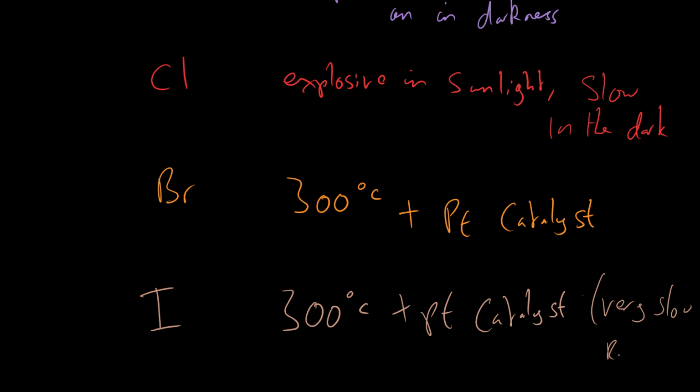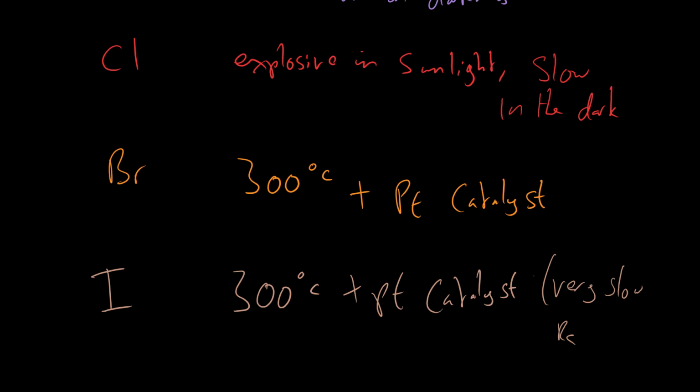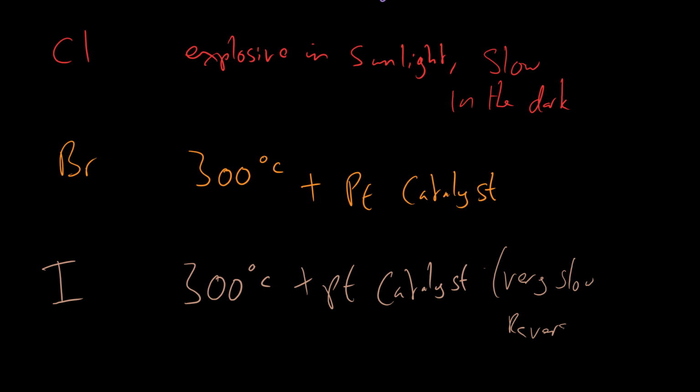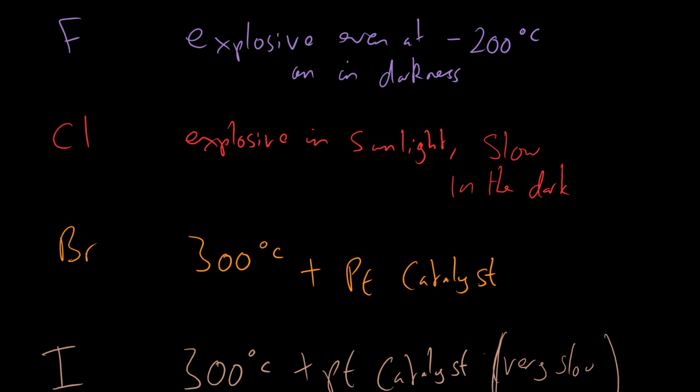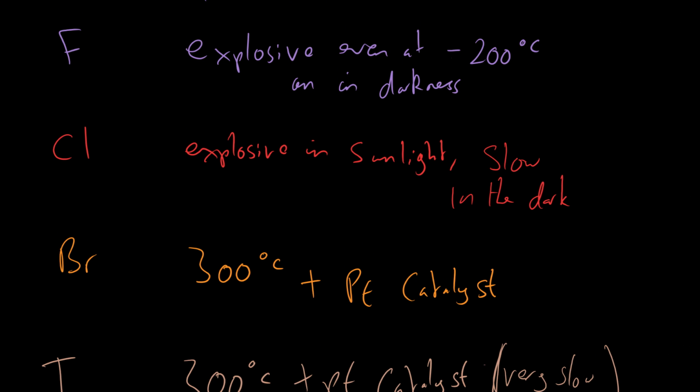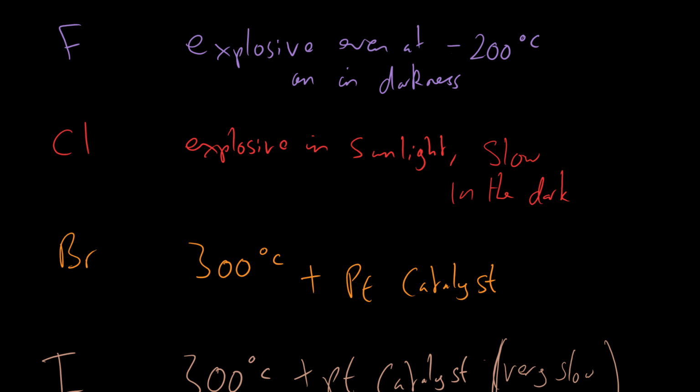And it is also reversible. Let me just move this to the middle. You can see, reversible. Sorry for this bad handwriting. Okay, so it's a very slow reversible reaction at 300 degrees Celsius and with a catalyst. Whereas at negative 200 degrees Celsius and in the darkness, no catalyst, it is explosive with fluorine. Okay, so that demonstrates quite nicely the difference in reactivity.